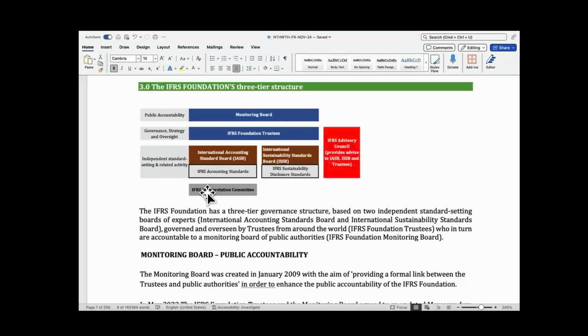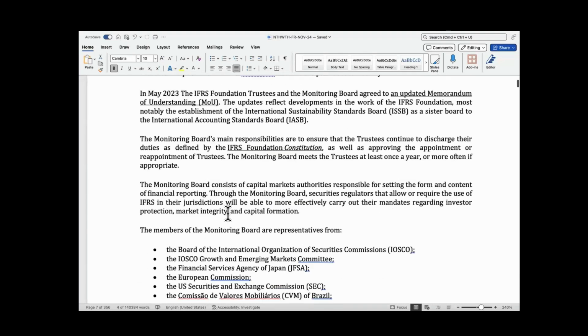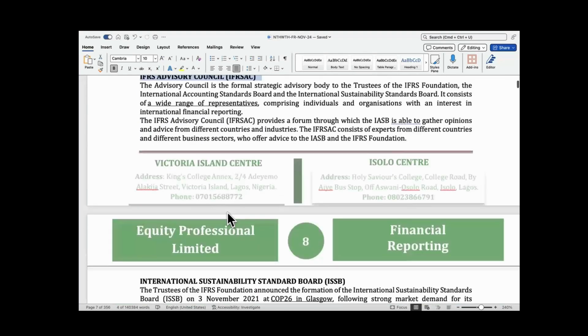And don't forget the interpretation committee that provides interpretation where there are conflicting opinions on interpreting an IFRS, or where there are no IFRS or IAS that deals with an item. The interpretation committee will come up with an interpretation on how the item should be treated. As we move on, you will be seeing how all these items interplay.